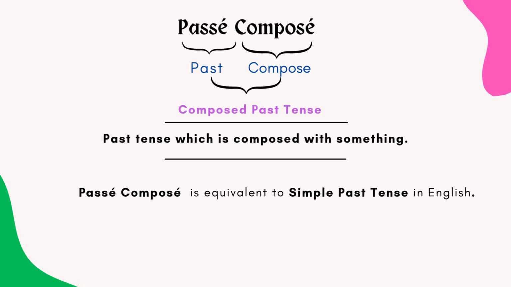And what is the auxiliary verb composed with? We only use avoir and être for the auxiliary verb. And also, passé composé is equivalent to simple past tense in English. And when is passé composé used? Passé composé is used to talk about the things which are already done in the past and no longer continuing.